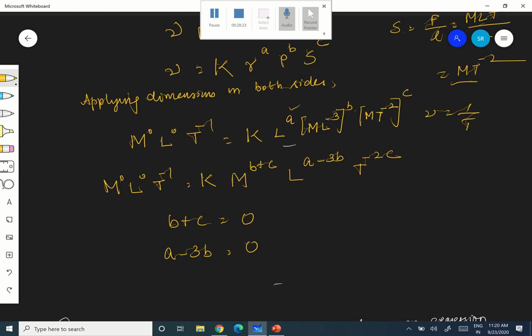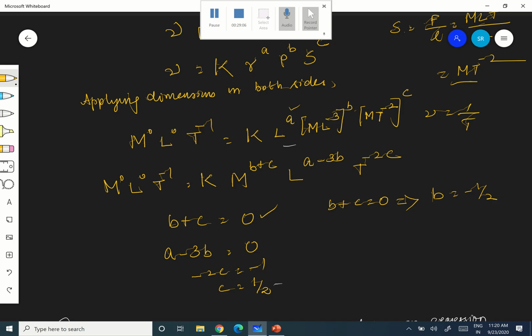Right? Then next one. What is next one? Right side t power minus 2c, see here minus 1. Therefore, you will be getting minus 2c, that is equal to minus 1. Therefore, your c is equal to half. Okay, right. C is half, but b plus c is equal to 0, which implies b is equal to minus half. Correct? B is equal to minus half.